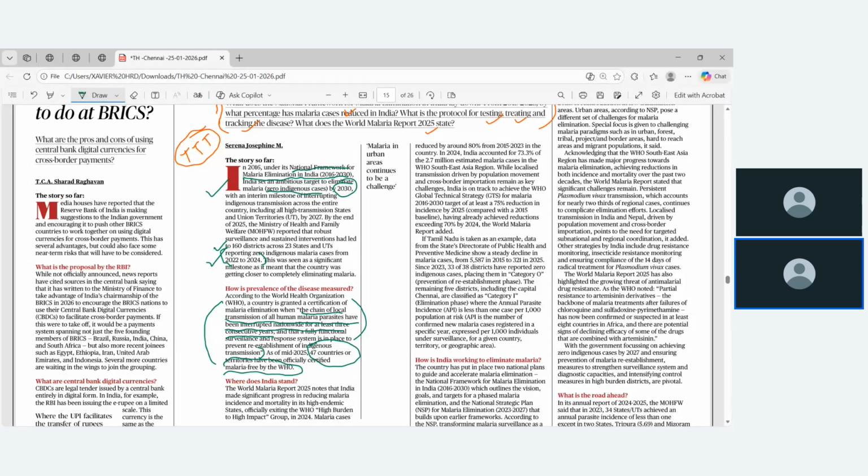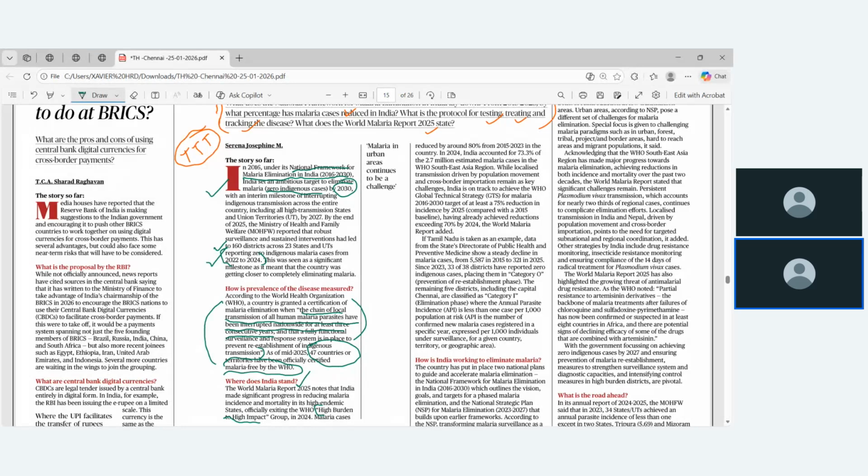So India's position is this: the World Malaria Report 2025 notes that India has made significant progress in reducing malaria incidence and mortality in high endemic states, especially exiting the WHO high burden to high impact group. There are some groups which are categorized by the World Health Organization.